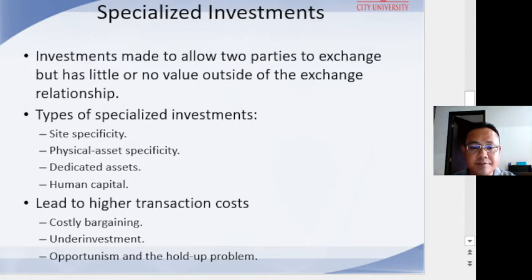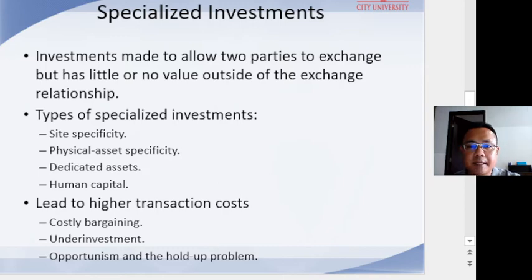And then human capital is a fourth type of specialized investment. In many employment relationships, workers must learn specific skills to work for a particular firm. So if these skills are not useful or transferable to other employers, they represent a specialized investment.